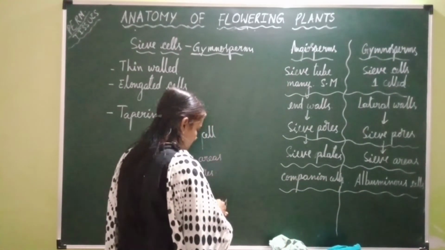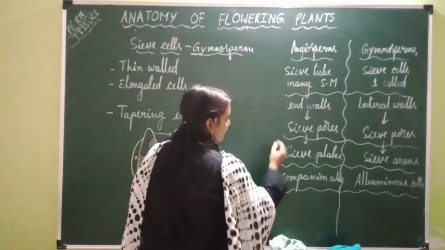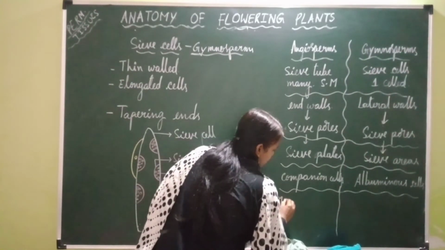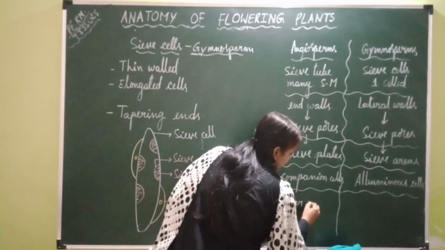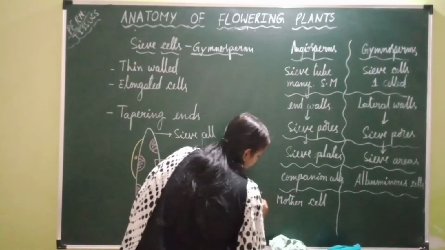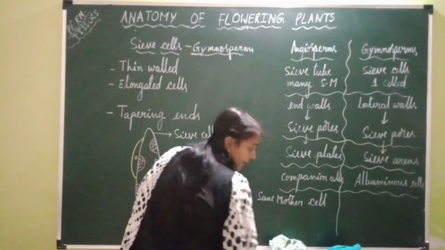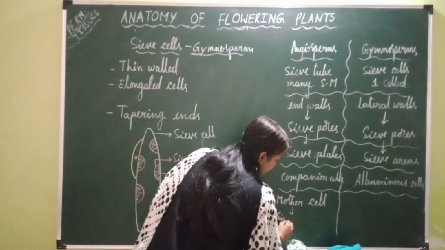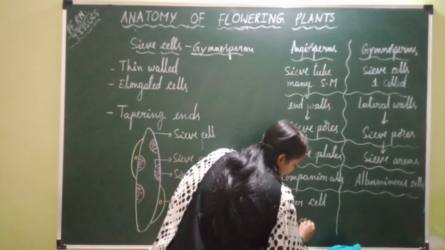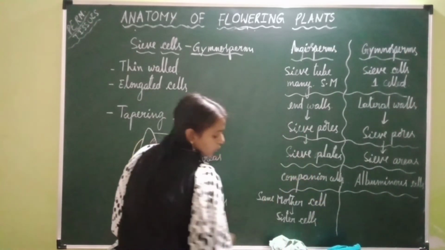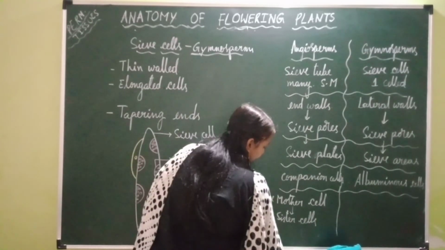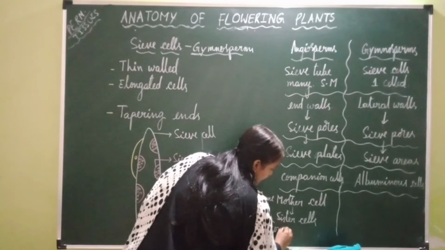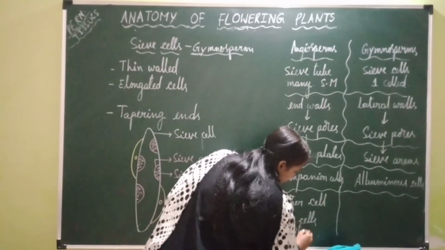Because these companion cells and sieve tubes are derived from the same mother cell. So the mother cell of the companion cell and sieve tube is the same. Both of them are derived from the same mother cell and hence they are called sister cells. Companion cells and sieve tubes are sister cells, and hence we can say they are ontogenetically similar.